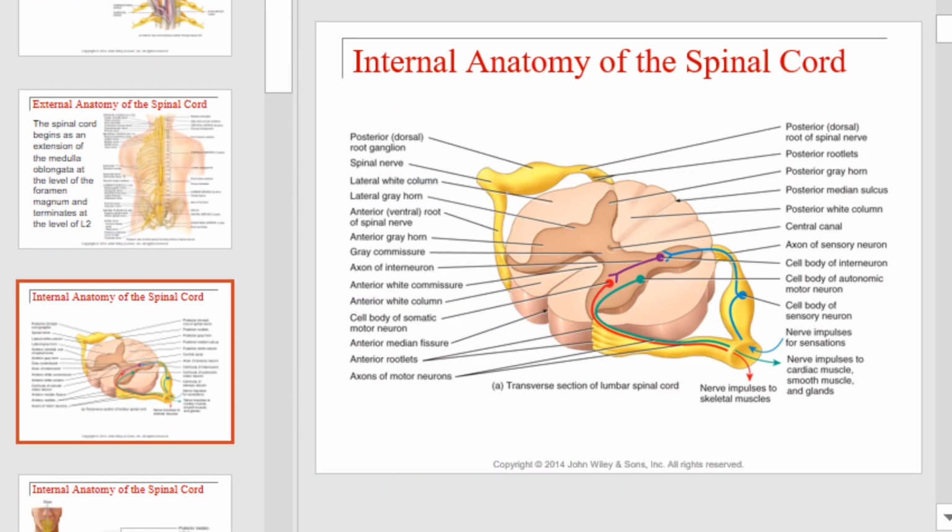The internal anatomy of the spinal cord is illustrated through this transverse section of the lumbar spine. Take a moment to familiarize yourself with each of the labeled structures in this transverse section.